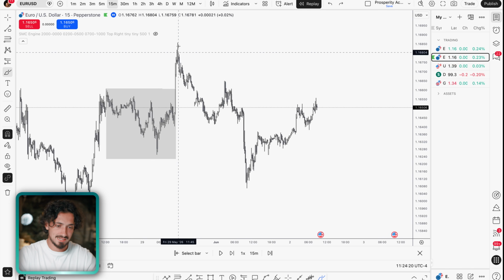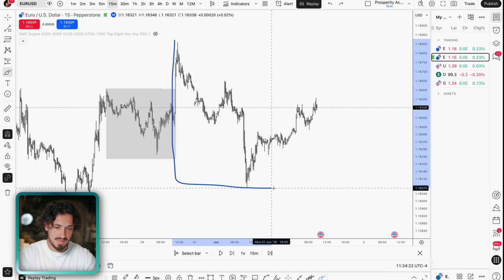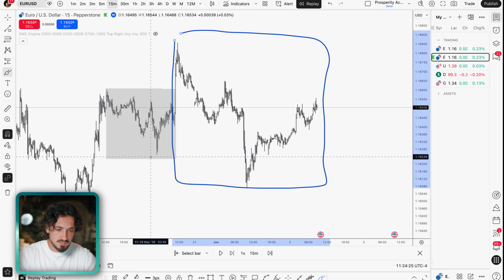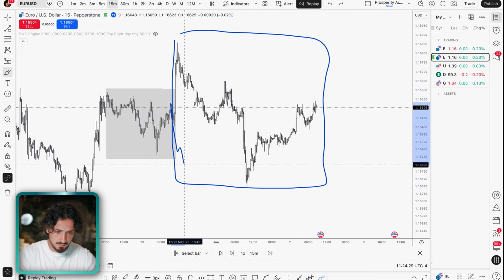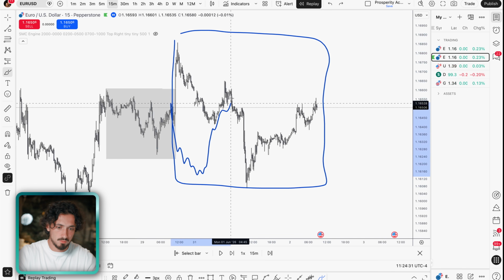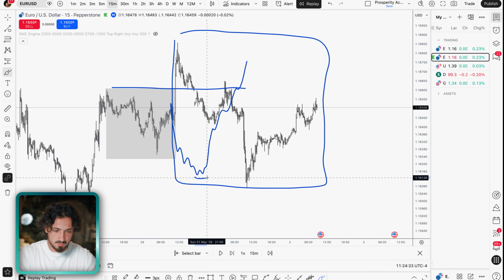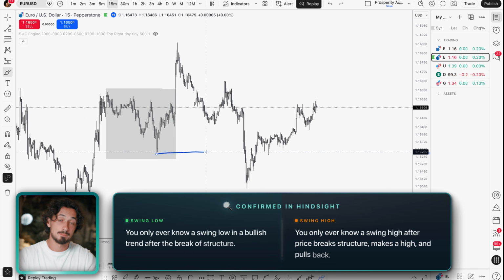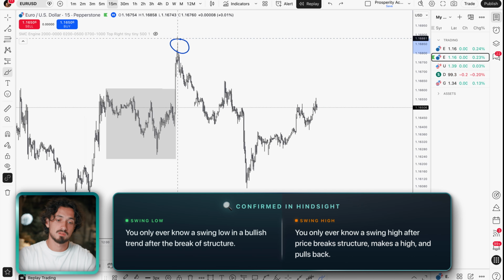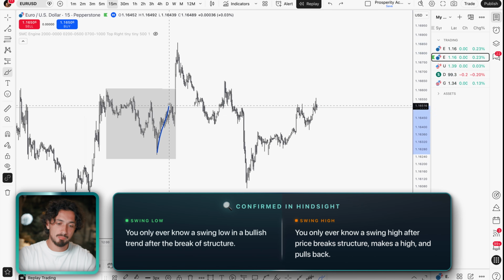Because again, let's say you can't see this, right? Anything in blue you cannot see. So do we know that this is the swing low yet? No, because price could just come lower and then go. And at that point, the swing low would be down here. So you will only ever know a swing low in a bullish trend after the break of structure. You'll only ever know the swing high after you've broken structure, created a high, and had a pullback.